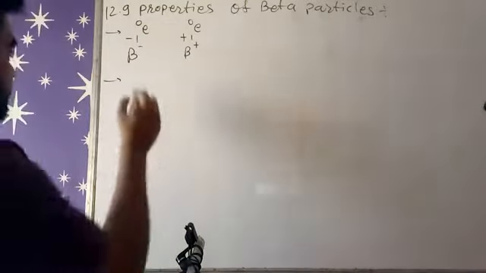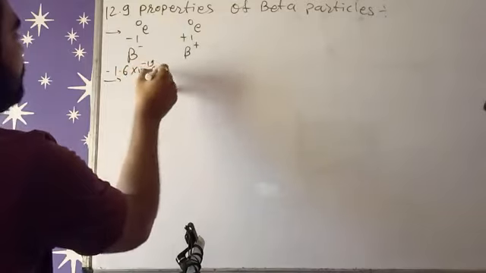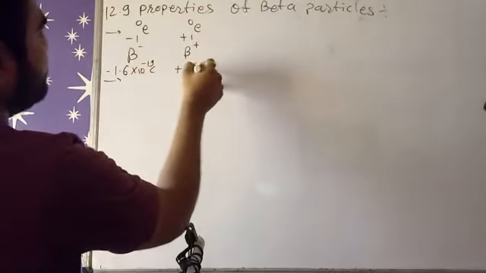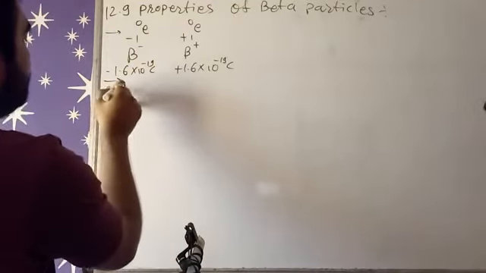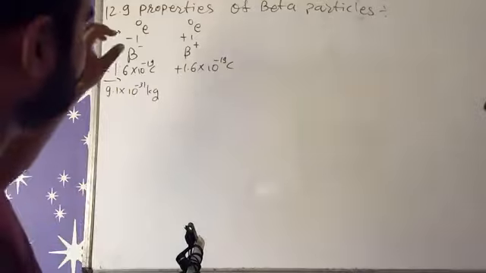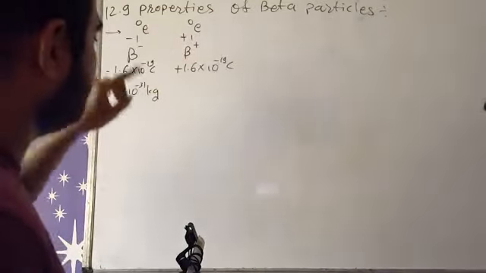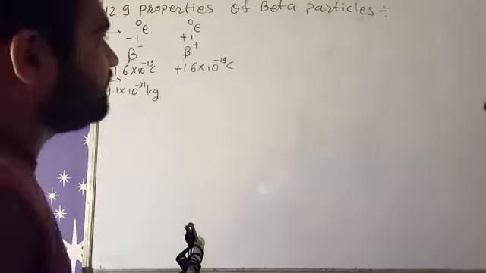Now charge for this, charge is 1.6 into 10 raised to minus 19 coulomb. For this, positive 1.6 into 10 raised to minus 19 coulomb. Mass of electron 9.1 into 10 raised to minus 31 kilogram. Because mass doesn't have positive or negative, both have similar mass. Their spins are different, right? That's why beta negative and beta positive.